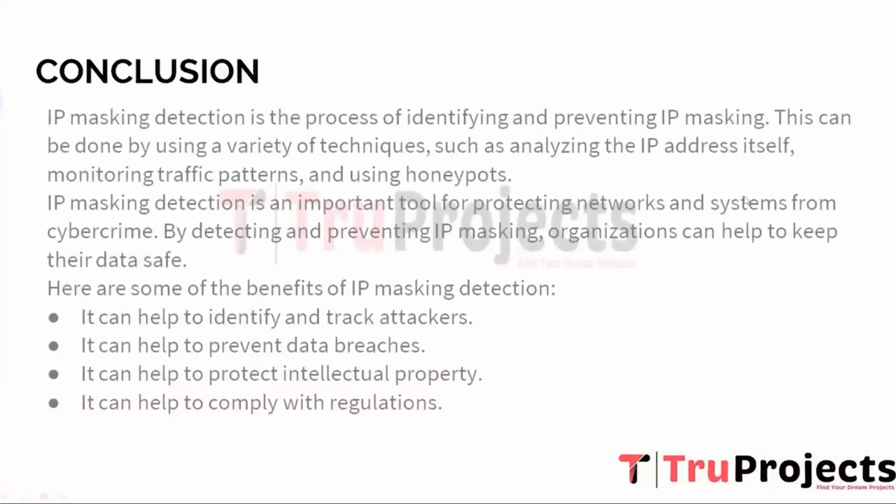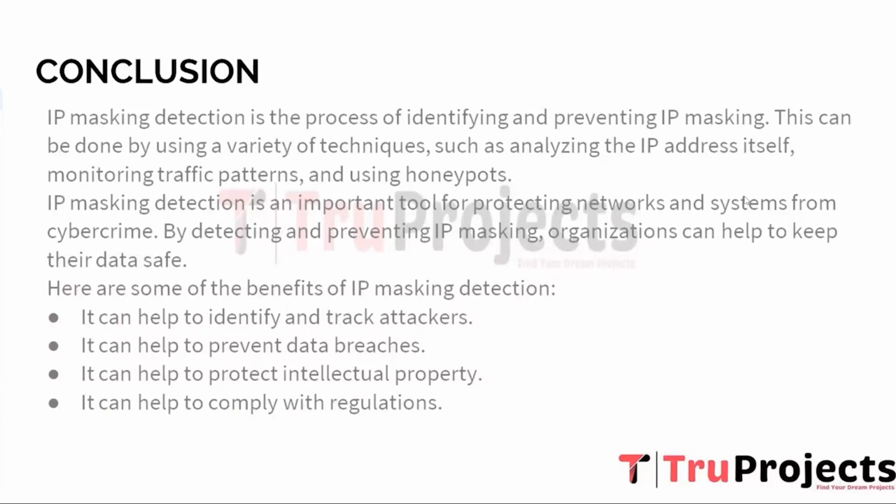So now coming to the conclusion part. Despite the challenges, IP masking detection is an important tool for protecting networks and systems from cybercrime. By understanding the benefits, challenges, and techniques of IP masking detection, organizations can make informed decisions about how to protect their data. IP masking detection is the process of identifying and preventing IP masking. This can be done by using a variety of techniques such as analyzing the IP address itself, monitoring traffic patterns, and using honeypots. By detecting and preventing IP masking, organizations can help to keep their data safe.